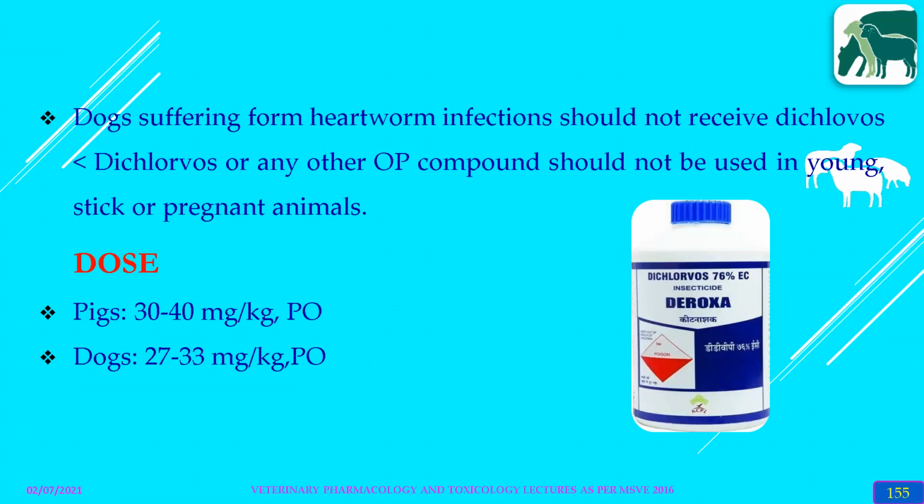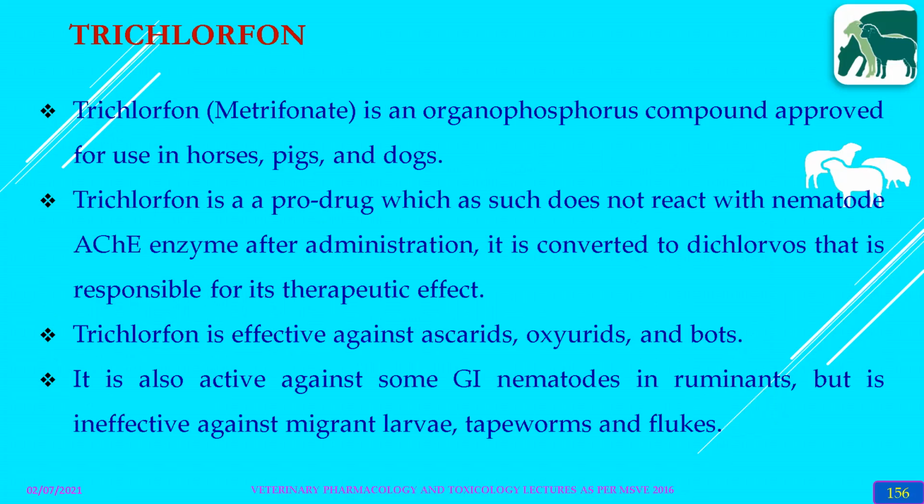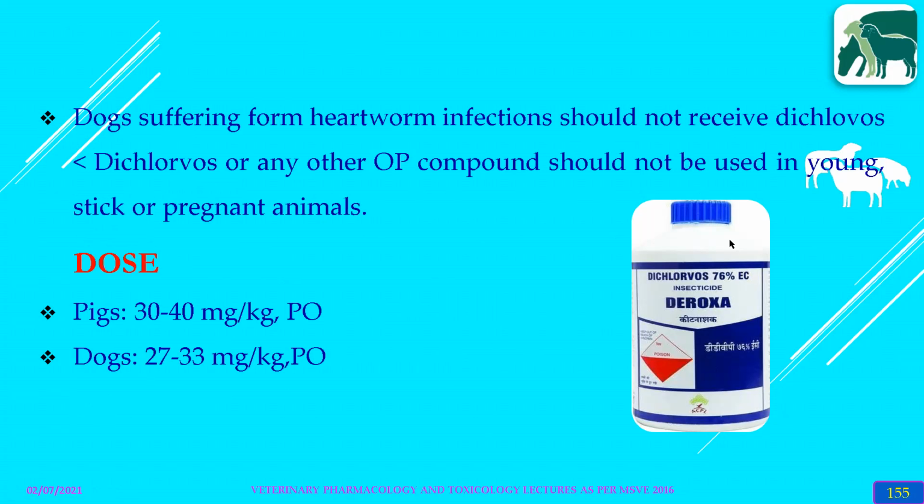OP compounds should not be used in young or pregnant animals because they are susceptible. Even then, some of the trade names like Deroxa you are seeing in other countries are available. Of course, a few of the compounds are also available in India.